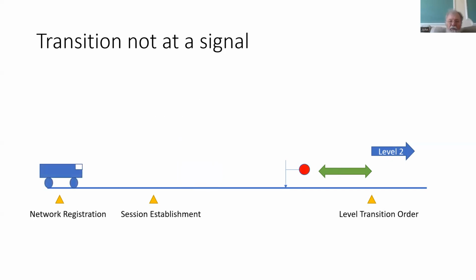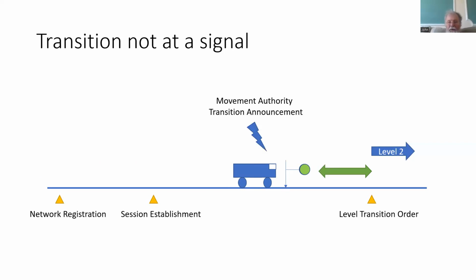But what happens if that signal was at red? Well, our train will proceed. It will still get the registration, and it will still establish a session. However, because there is no aspect available, then the movement authority cannot be issued, and nor can the level transition announcement. Once the signal does clear to green, a short while afterwards, then the transition announcement and the movement authority will be transmitted.